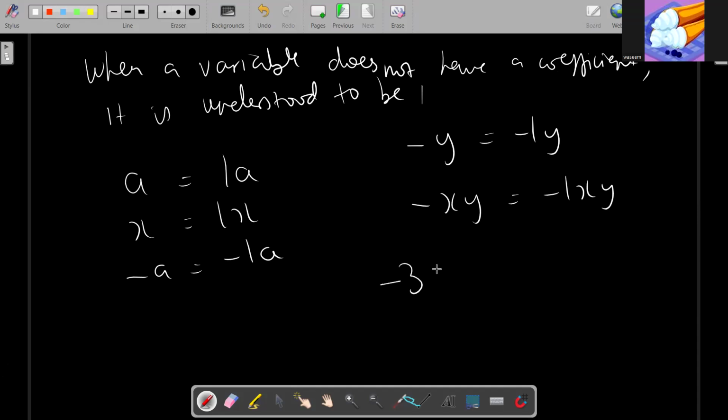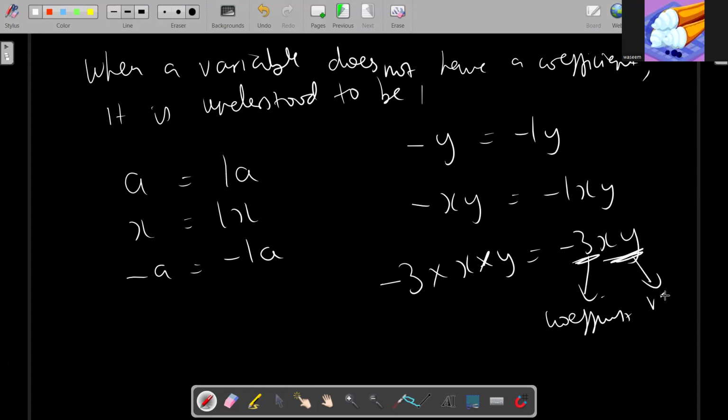Good. So if you have minus 3 multiplied by x multiplied by y, we know, students, this is minus 3xy. Minus 3 is called the coefficient, and xy is called the variable term. So if I ask you, what is the coefficient of xy? The coefficient of xy is minus 3, right? Good. So we understand the difference here, right? These two things mean the same thing, right?